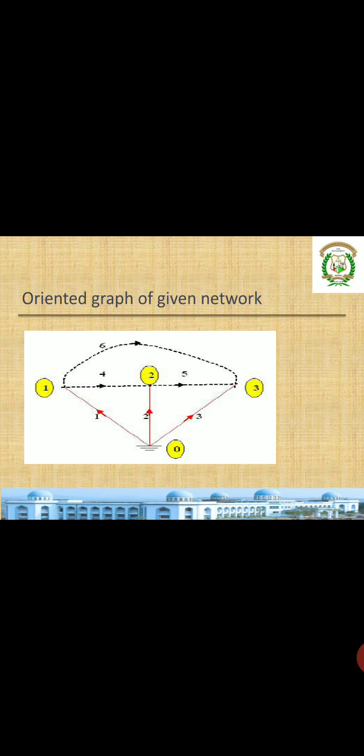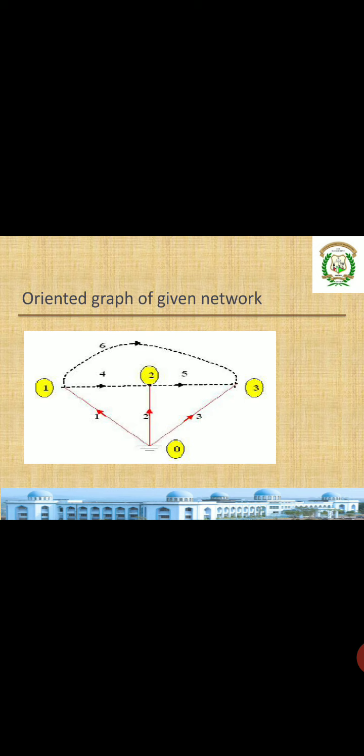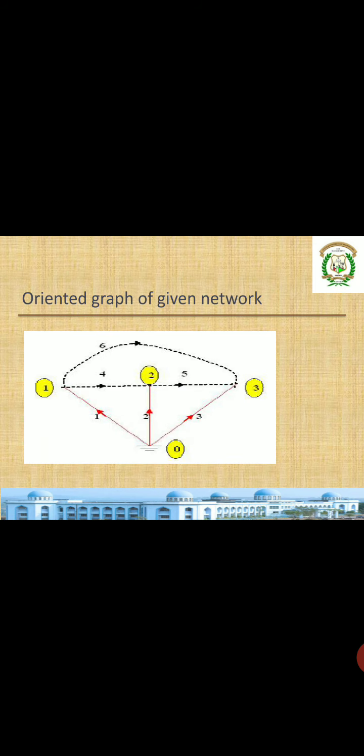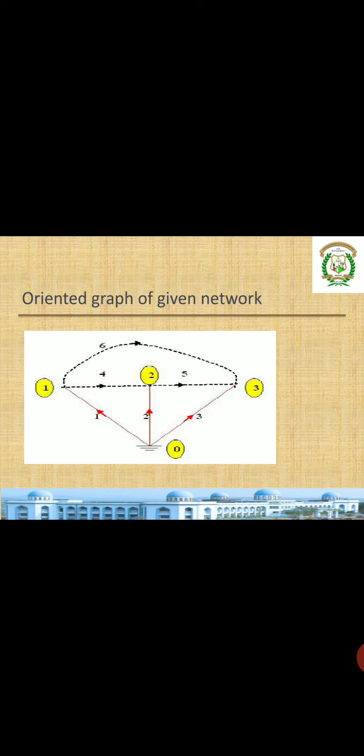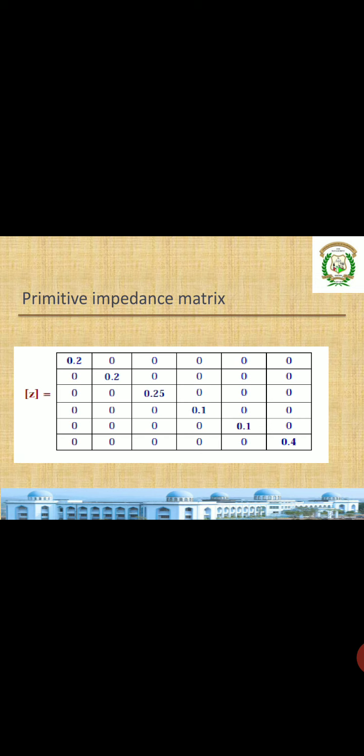From that we are going to draw the oriented graph. See here, the first element is connected between where and where? From 0 to node 1. The second element is 0 to node 2, and the third element is 0 to 3, which I have shown in red color. The remaining 3 elements are 1 to 2, the fourth one; 2 to 3, the fifth one; and 1 to 3, the sixth one. So we get the oriented graph from the A cap matrix.